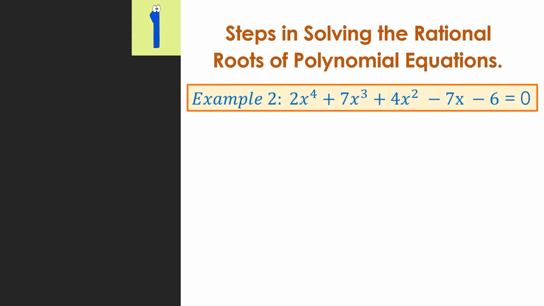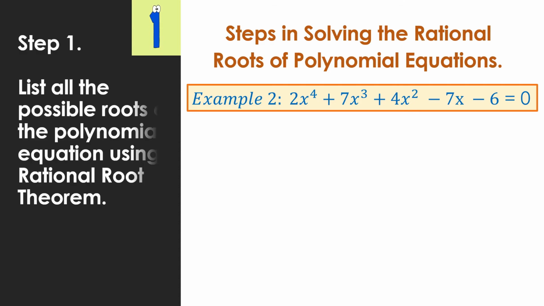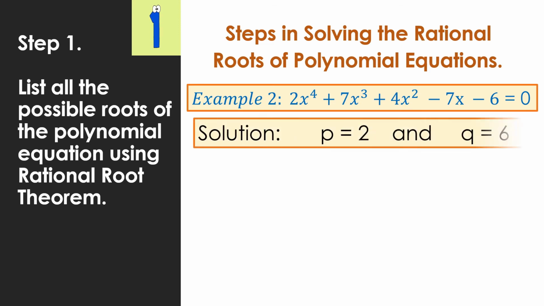For further understanding, let's proceed to our example number 2. The given is 2x to the fourth plus 7x cubed plus 4x squared minus 7x minus 6 equals 0. Again, we will follow the steps in solving the rational roots of polynomial equations. Step number 1. List all the possible roots of the polynomial equation using the Rational Root Theorem.